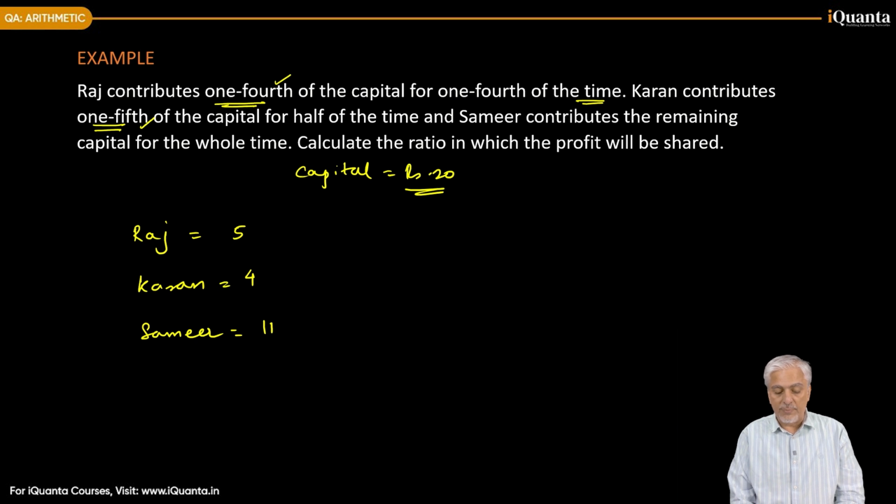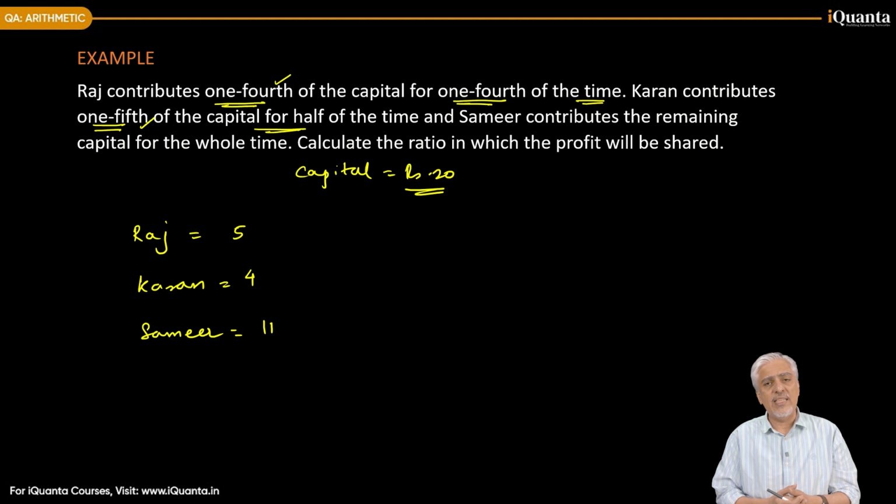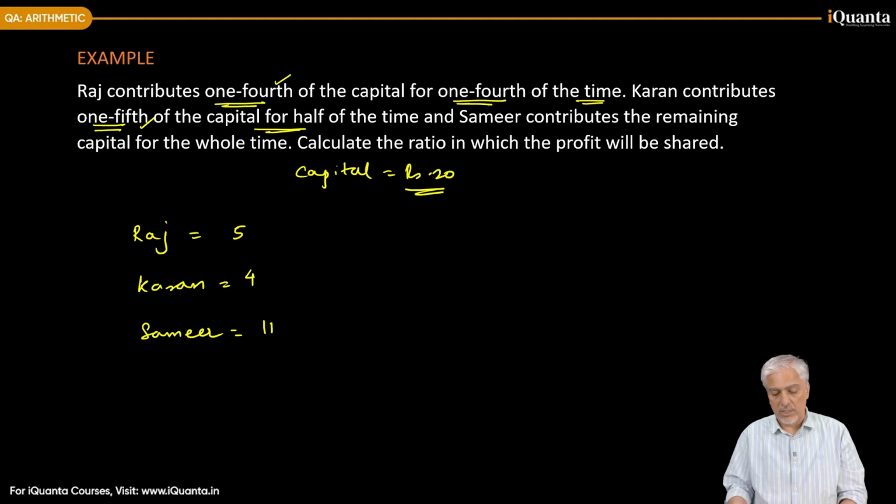Now let's look at the time period. For time period, there is 1 time 1/4 and then there is half, 1/2. So I could take the whole time period as 4 months also easily because both of them are divisible by 4. So let the total time period be 4 months. Suppose that means the whole business was there only for 4 months.